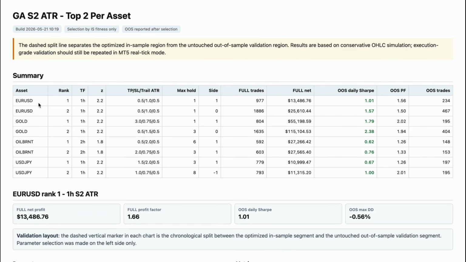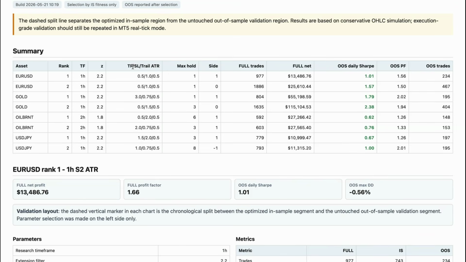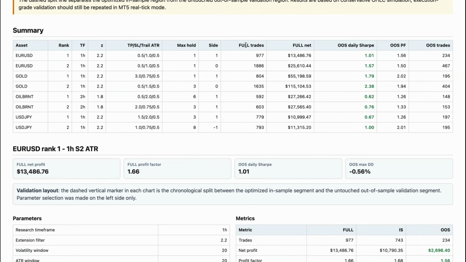We optimized these logics on different time frames. Mostly the best performers were on the H1, but on Brent it was 2 hour. And then we have ATR TPSL. This is the max holding bar, and then we have different criteria. So in this case, side. In this case, it means that on USDJPY it is also taking short.